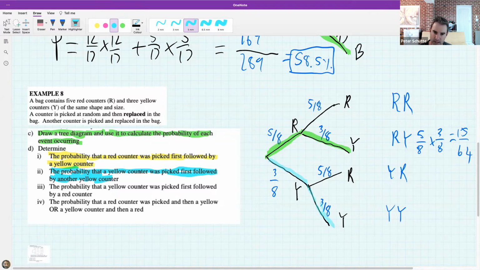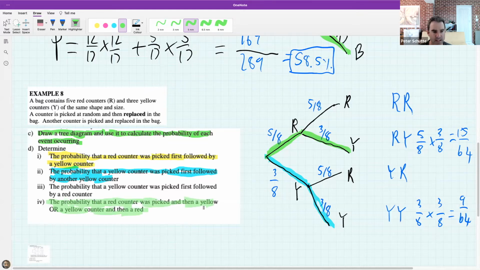So that for me feels like it's going to be this branch, which is 3/8 times 3/8, which is 9/64. Okay, well, let's jump because the third one's too easy. I want to see, can you guys figure out this last one?